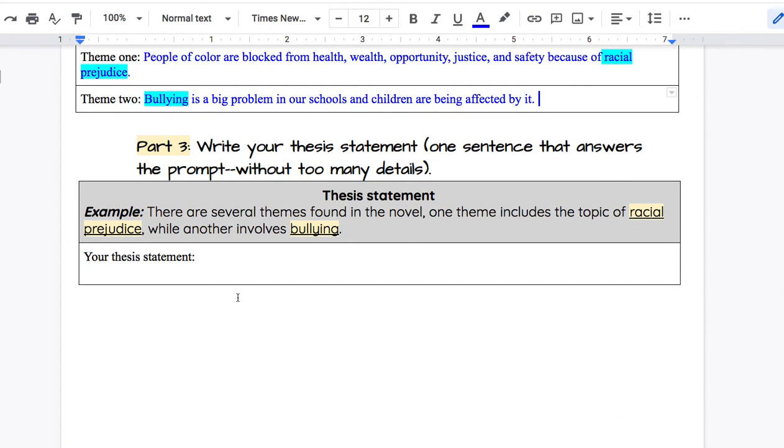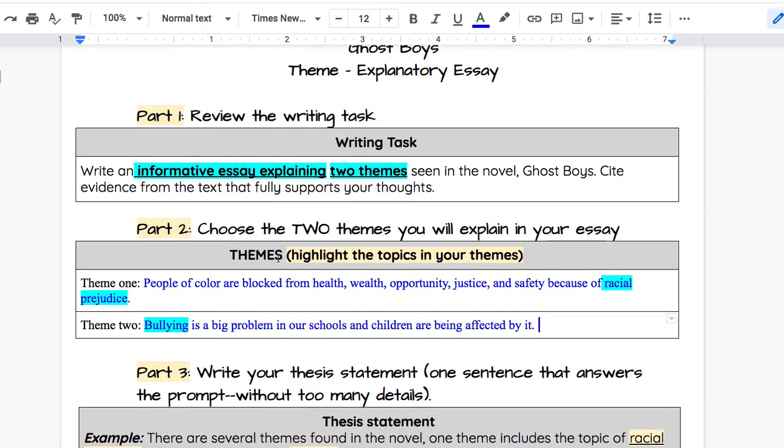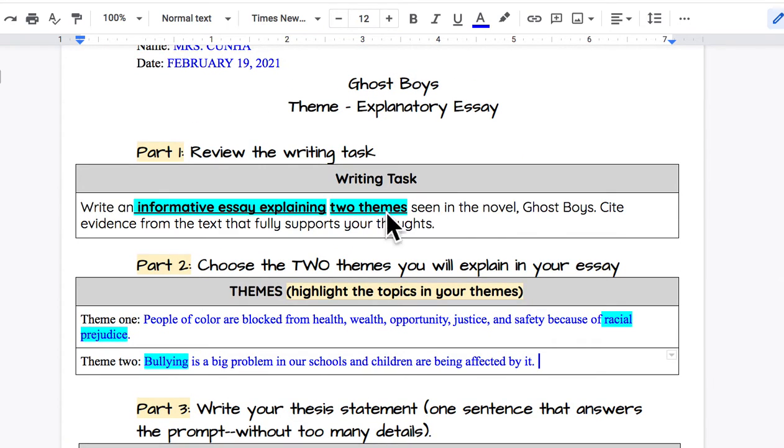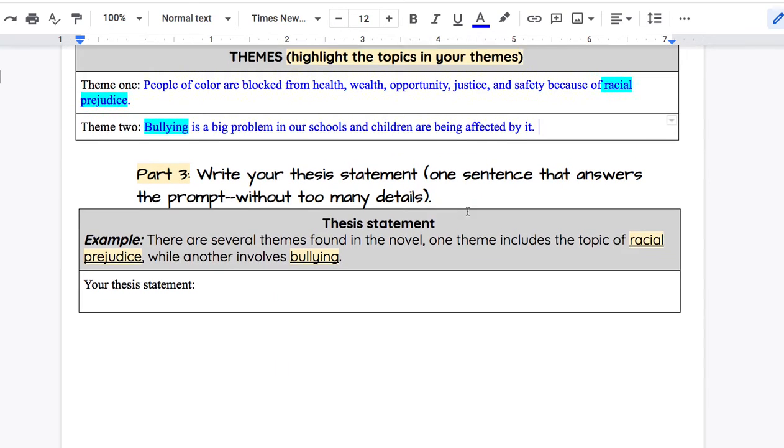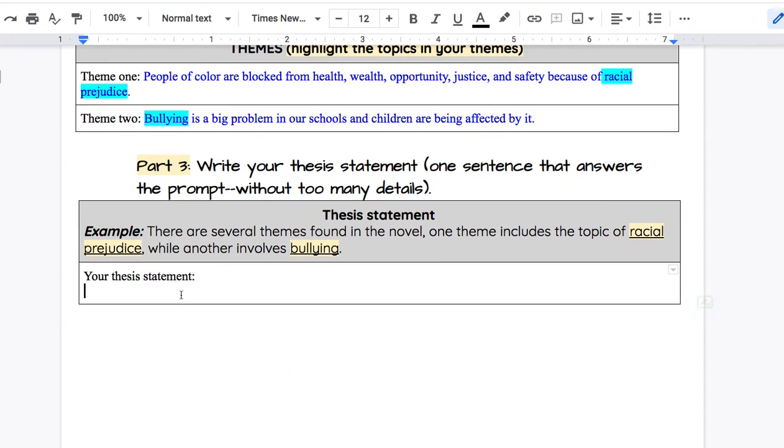On part 3, now I need to create my thesis statement. Reminder, a thesis statement is one sentence that tells the reader what the rest of your essay is going to be about, right? It answers the prompt, but without too many details. So the prompt was this up here, right? What are the two themes seen in the novel? So I know that that needs to be the thesis that I need to include.